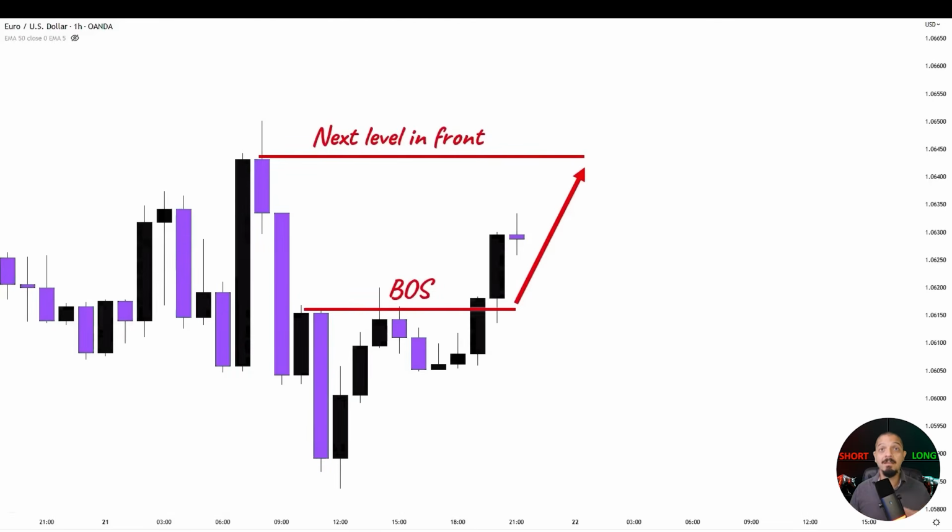Now on the flip side, if price breaks the higher low to the downside, that's your signal to shift bias. In that case, we'll look for short setups on the lower time frames, again, targeting the next key structure level. And just to be clear, everything we've discussed so far also applies perfectly in a bearish scenario. So let's look at a bearish example to tie it all together.